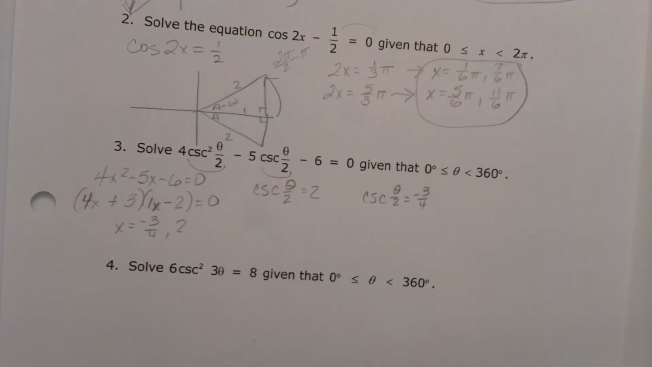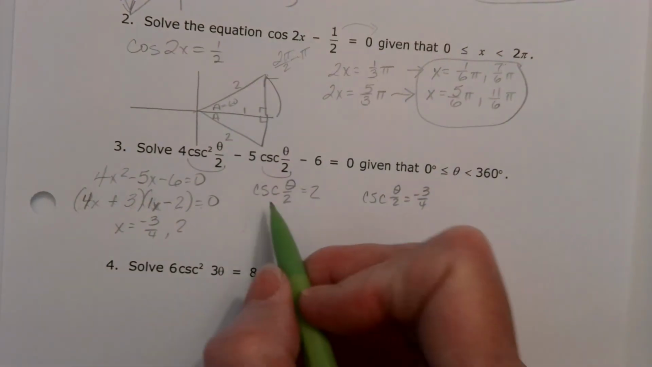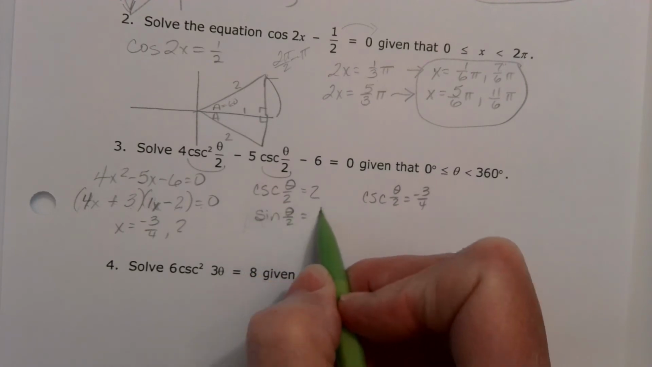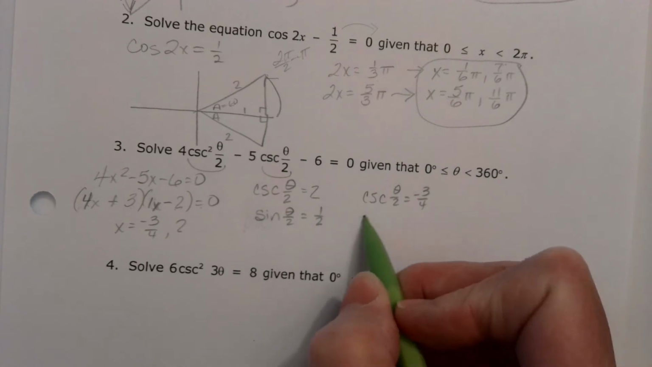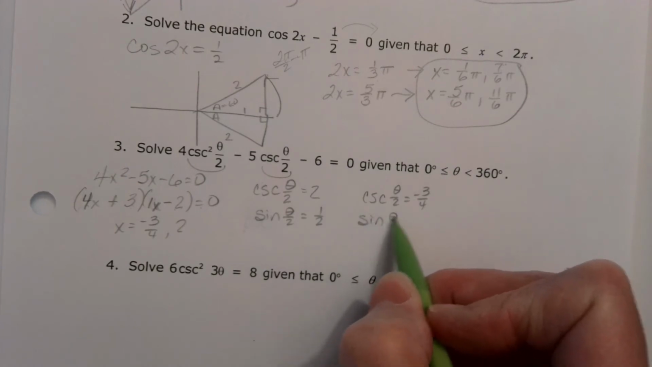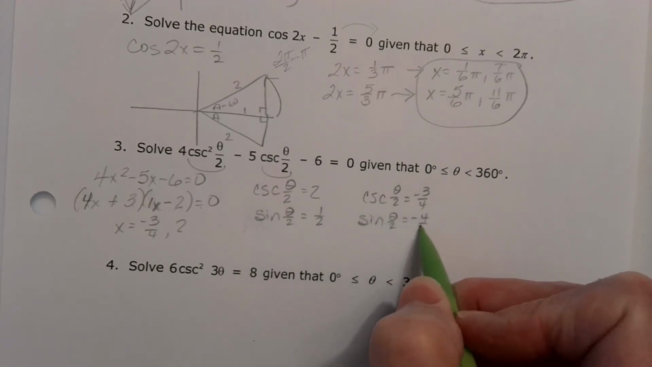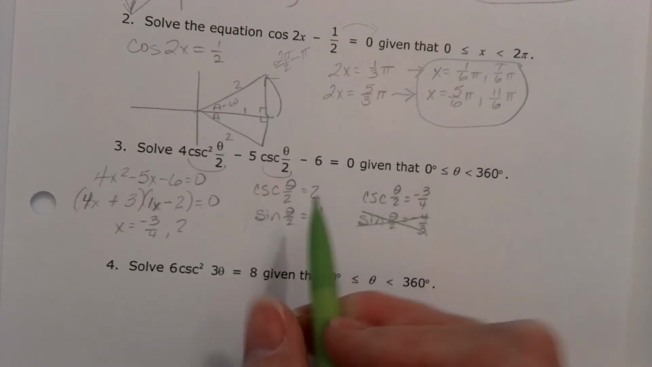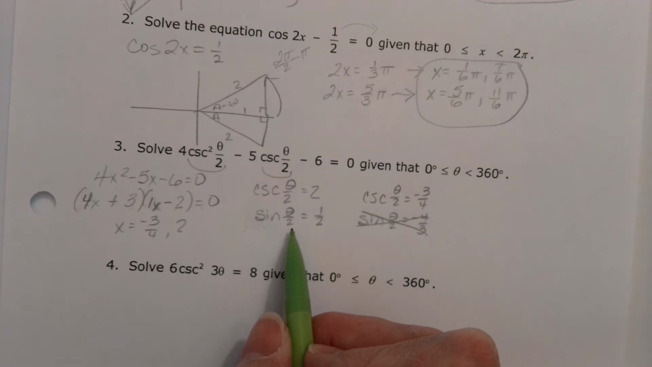Now cosecant is 1 over sine. So if I change this to sine, then I have to flip the other side, so I get 1/2. If I change this to sine, I have to flip the other half. Now that's smaller than a negative 1, so that one's out. So this is the one I'm going to work with.